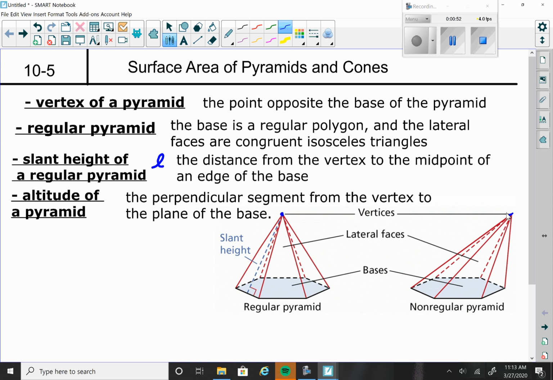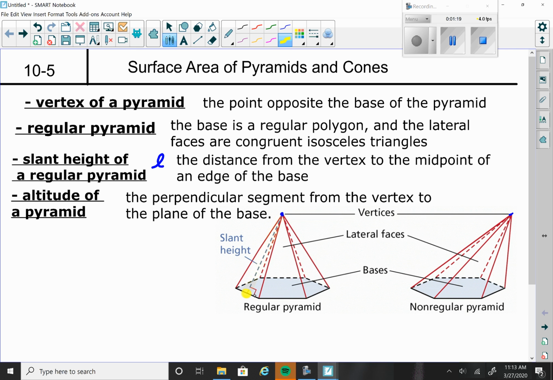Because the base is a regular polygon, that means that all of those triangles are congruent isosceles triangles. And that's going to make finding the surface area a little bit easier for us. Slant height of a pyramid, that's the distance from the vertex to the midpoint of an edge of the base. So it's on the outside of one of your triangles, right? And it goes down to the middle of that base.